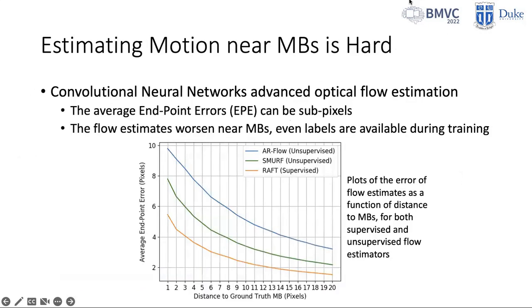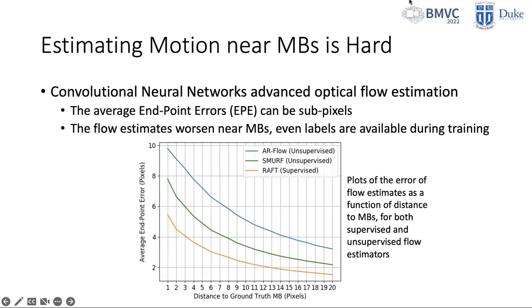Since the introduction of convolutional neural networks to the problem, the flow estimators have been achieving increasingly better performance on benchmark datasets. However, the maximum errors can still be very large, and many of them occur near motion boundaries. In general, the flow estimates worsen near motion boundaries. This figure shows plots of the errors of the flow estimates as a function of distance to motion boundaries on the Sintel dataset. Each plot represents the flow estimates of one flow estimator, including both state-of-the-art supervised and unsupervised flow estimators. As we can see, regardless of supervised or unsupervised setting, the flow estimates worsen near motion boundaries.